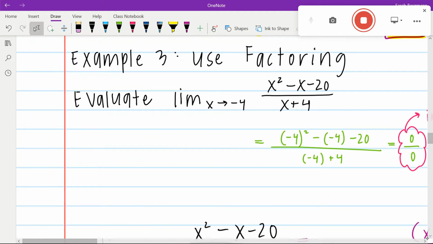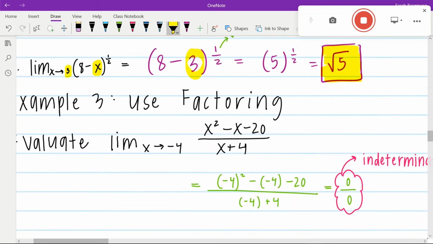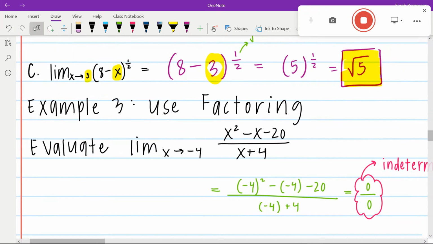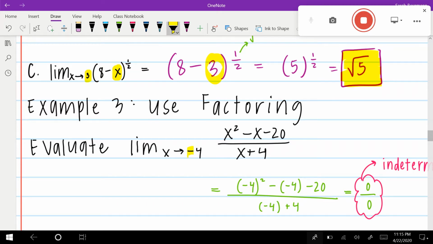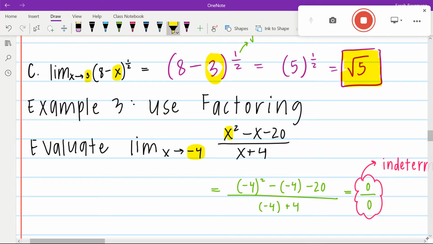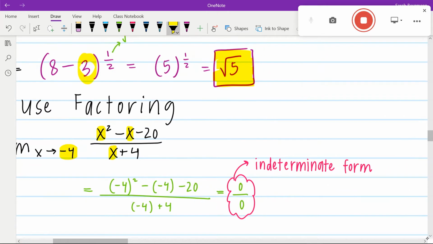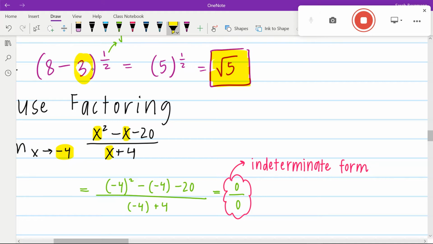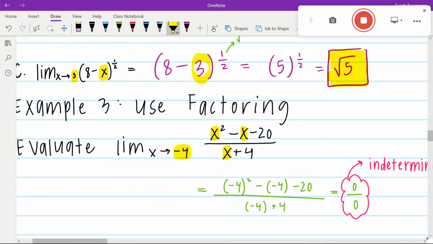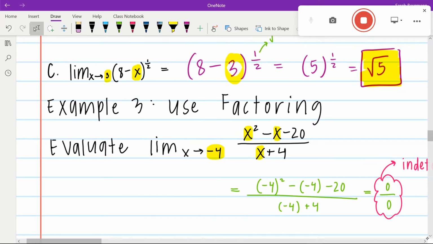Alright, sometimes when we try to evaluate a limit, we get a problem. So let's look at this. This is example 3, and we're going to have to use factoring this time. So if we were looking at this problem and we try plugging in negative 4, the c value for our variable, what happens is that we end up getting 0 over 0, which is called an indeterminate form. Whenever you get an indeterminate form, you have to do something to the function before plugging in the c value.